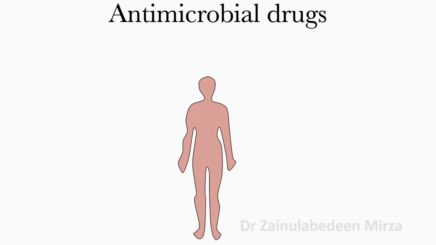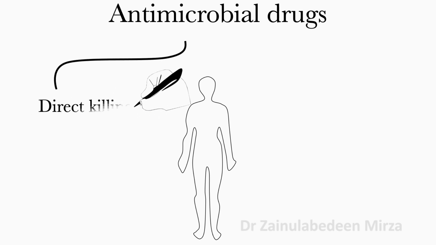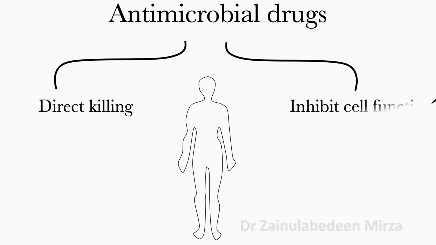Antimicrobial drugs are agents used to cure infection without harm to the patient. There are two ways that antimicrobial drugs exert their effect on the target organism: by either direct killing of the organisms or inhibiting cell functions. These effects enable host defense to destroy microbes resistant to antimicrobial drugs.